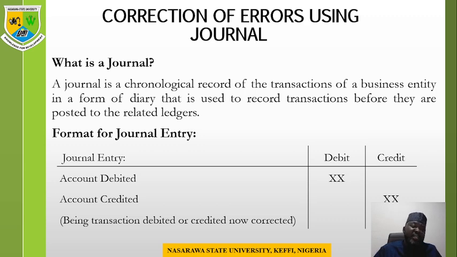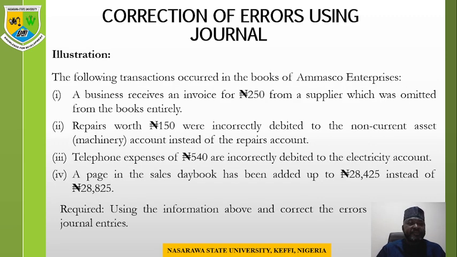And because the journal has other purposes or functions, it is important that we provide a narration to simply tell whoever goes through the record what actually has taken place. And in this case, we can start with the words "Being transaction debited or credited, now corrected," depending on what kind of error has been committed.